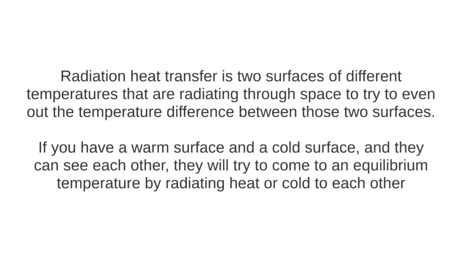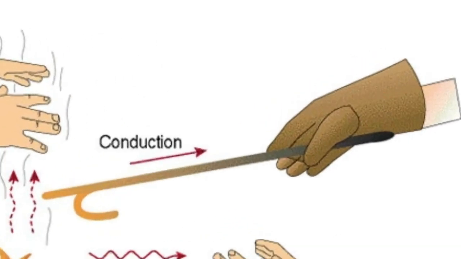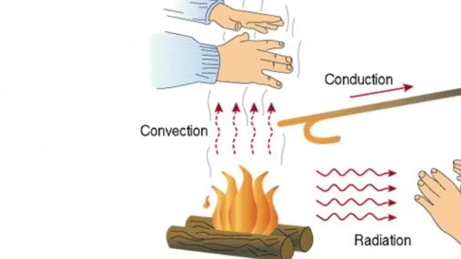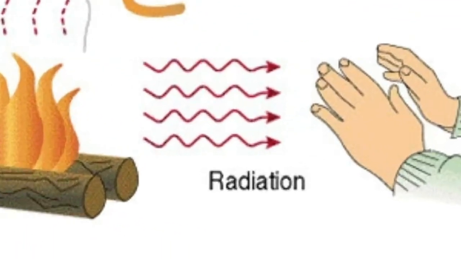If you have a warm surface and a cold surface and they can see each other, they will try to come to an equilibrium temperature by radiating heat or cold to each other. For example, when you stand next to a cold wall or window, you feel the cold even without touching it because your heat is radiated away. The cold wall sucks heat away from you. It literally sucks to be standing there. So if you touch the cold wall, that's conduction. If you feel a cold draft coming off the wall, that's convection. When you feel the heat sucked out of you, that's radiation.